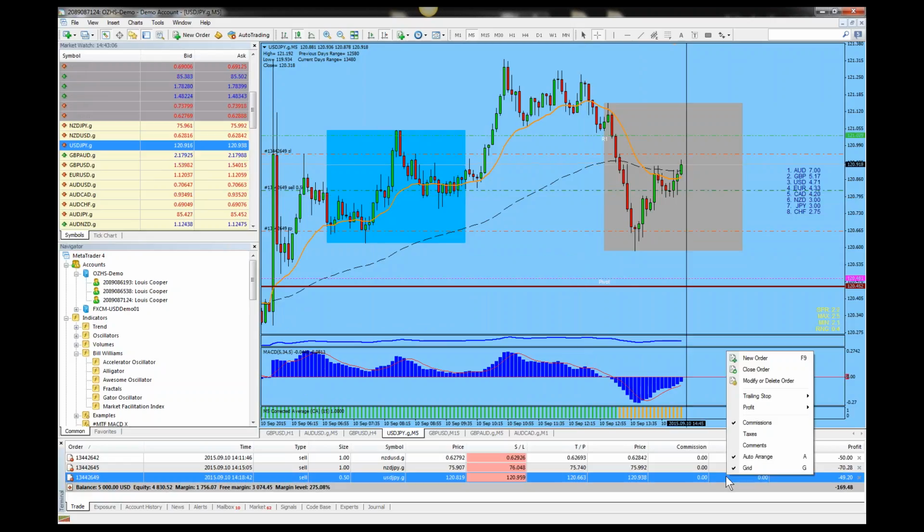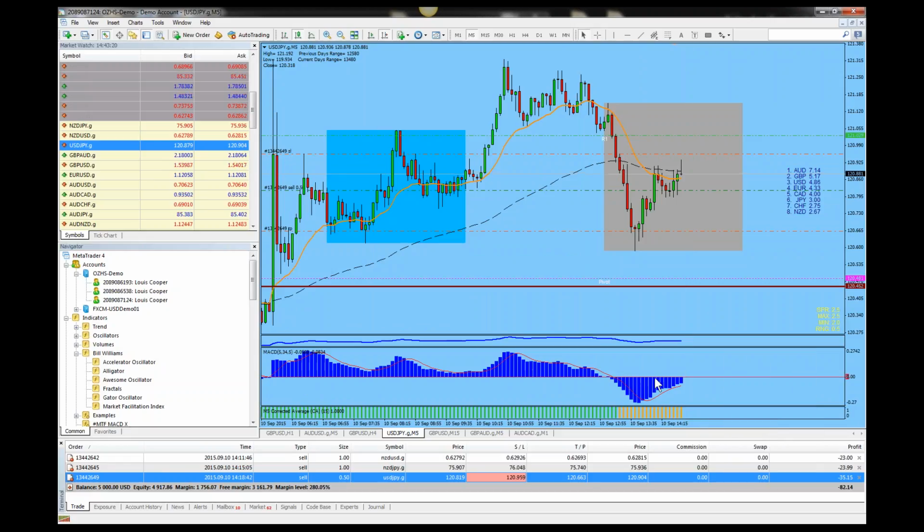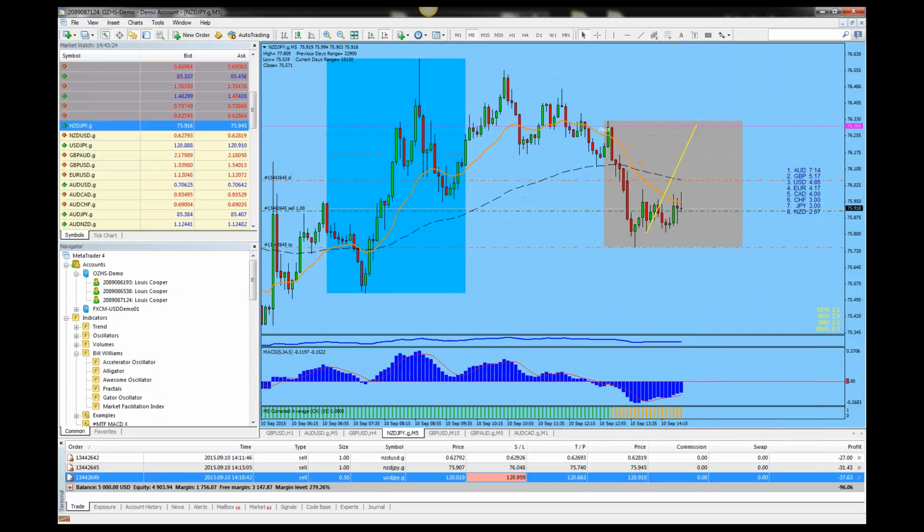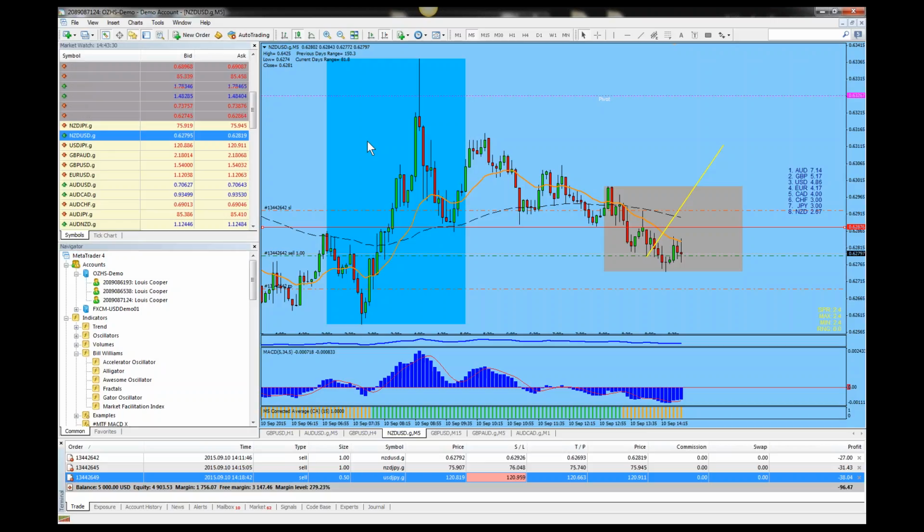I'm going to take this bite. Now it's back in my favor again. Yeah, let me close that. Let me see what's going on here. Yeah, it got right to the threshold and came back.